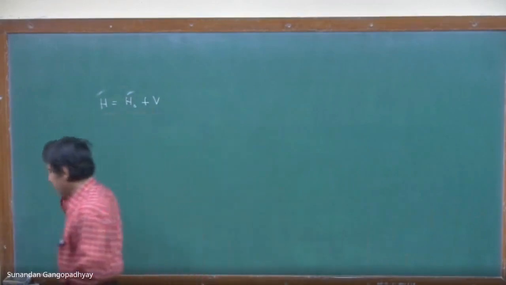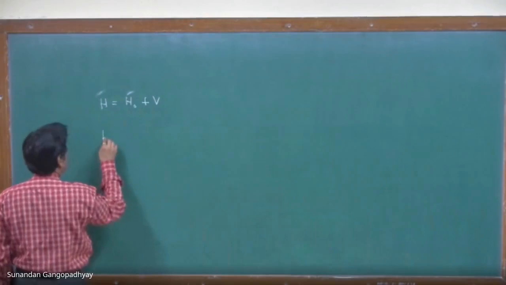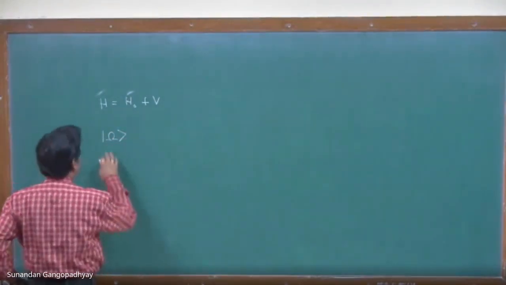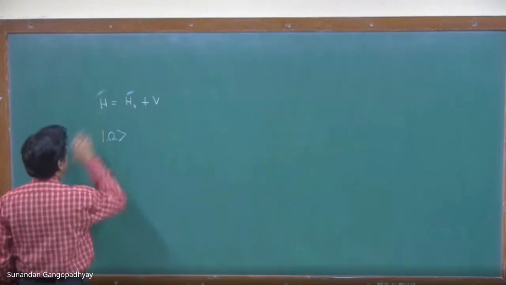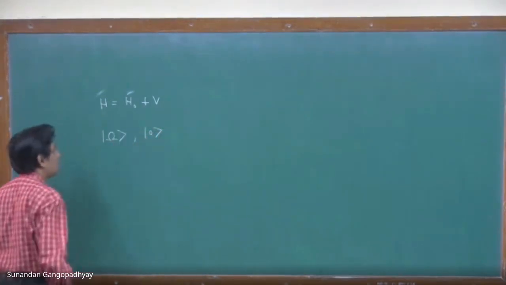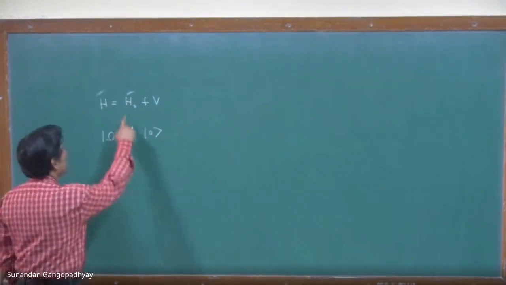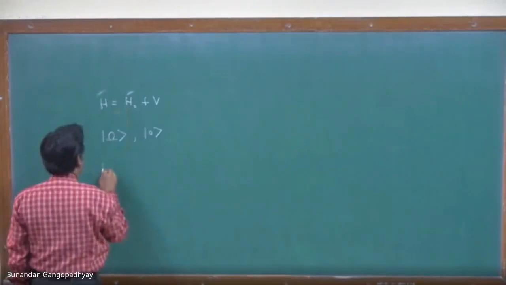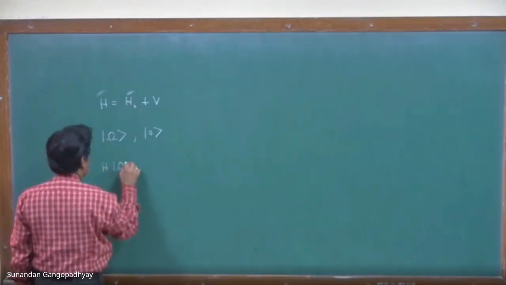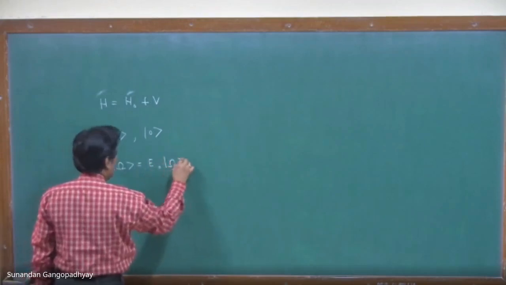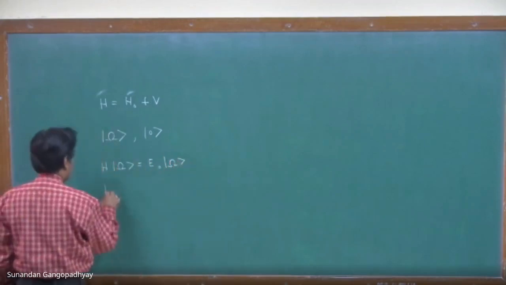And we said that let omega be the ground state, that is the state of minimum energy of the full interacting theory, and let this be the ground state of the free theory, and this is a time independent Hamiltonian. Therefore, we have H naught acting on this state equal to E naught times it.